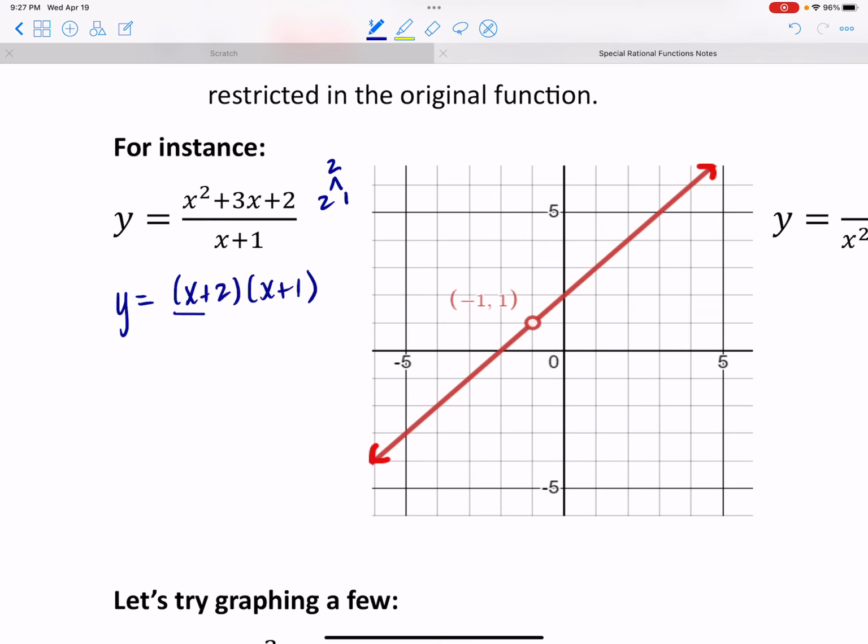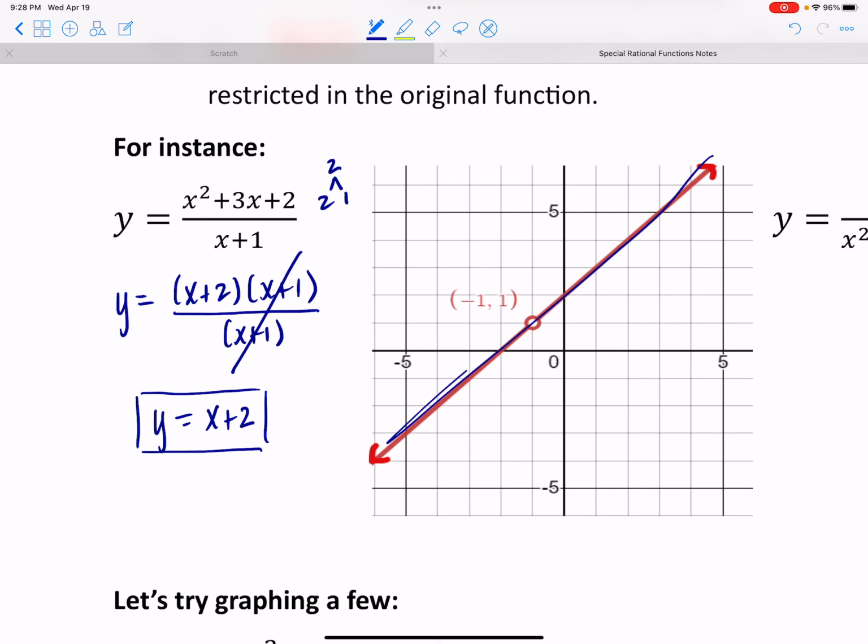And if I have a matching x plus 1 in my denominator, those cancel out. They reduce from my function. So what's left is y equals x plus 2. So this is the graph, the simplified form of the function. That's the graph we see here. That is the line y equals x plus 2.